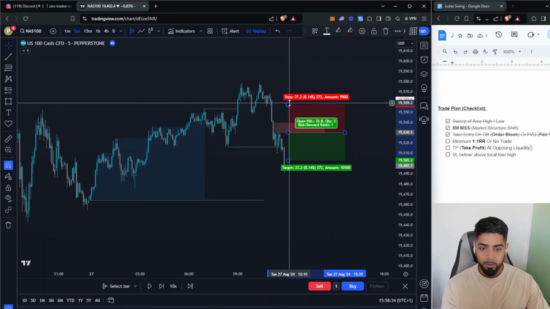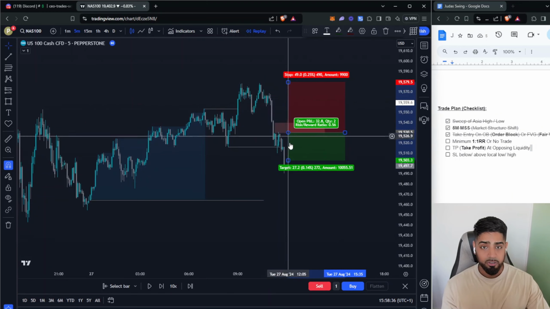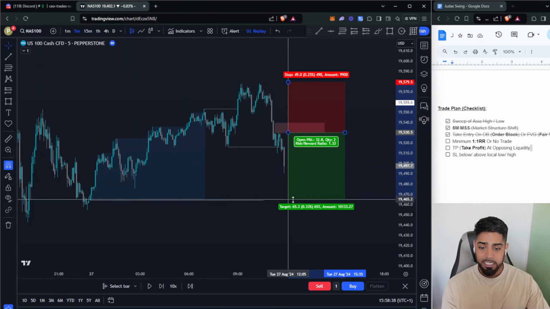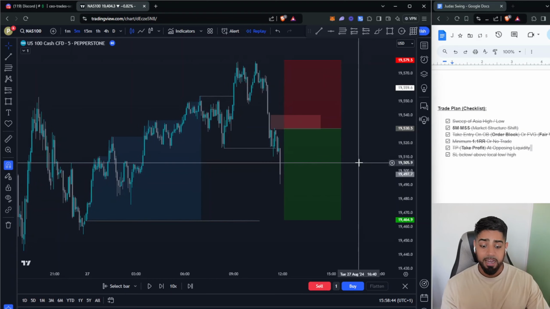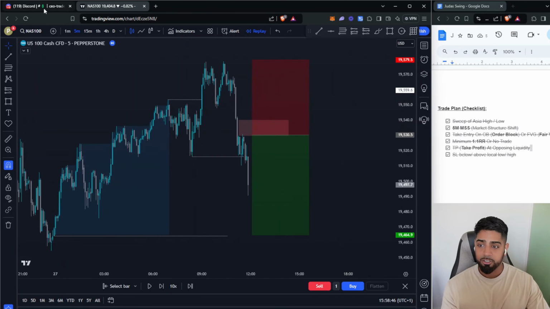We're then going to put our stops just above the most local high, and we're going to target the opposing liquidity, which in this case is the Asia lows. So we can tick this off, and tick this off. We've now identified this entire trade setup.